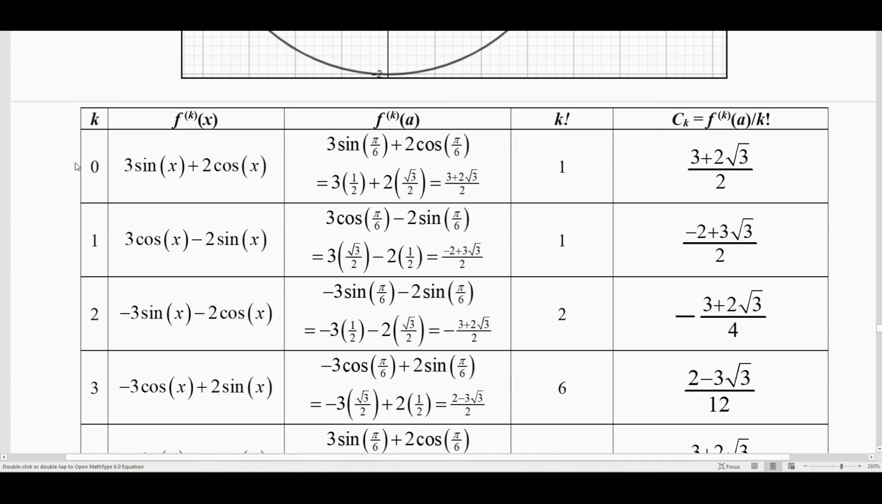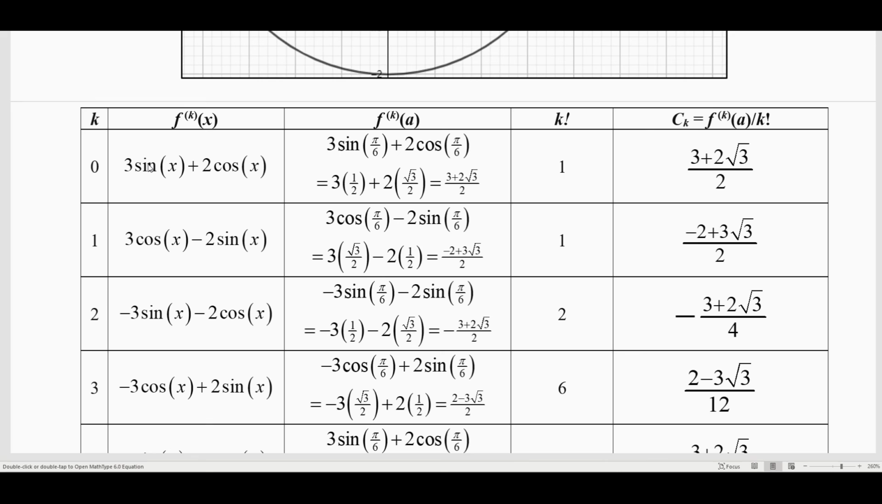All right. The original function was 3 sine of x plus 2 cosine of x. Plug in pi over 6. Sine of pi over 6 was 1/2. Cosine of pi over 6 was square root of 3 over 2. The 2's cancel here. Actually, I'm going to keep the 2 in the bottom. I get 3 plus 2 square root of 3, all over 2. K factorial is 1, so that's your coefficient: 3 plus 2 square root of 3 over 2.